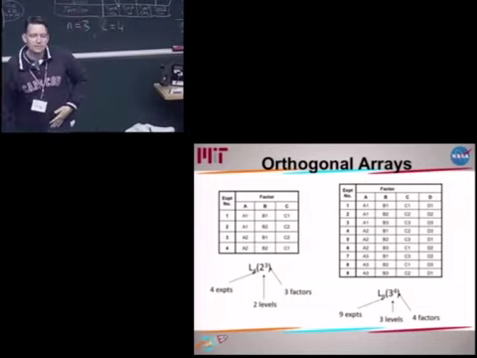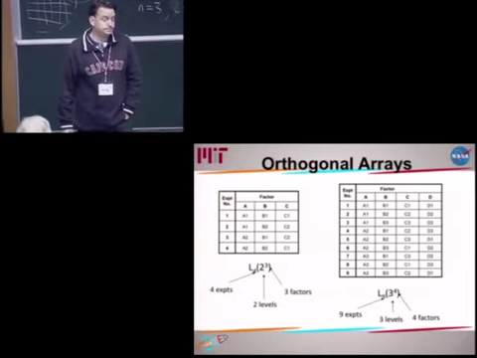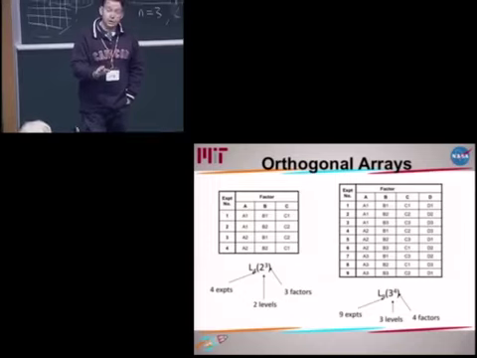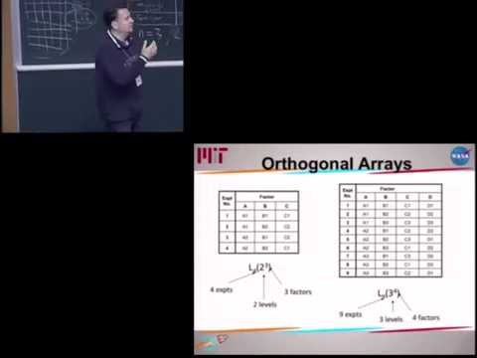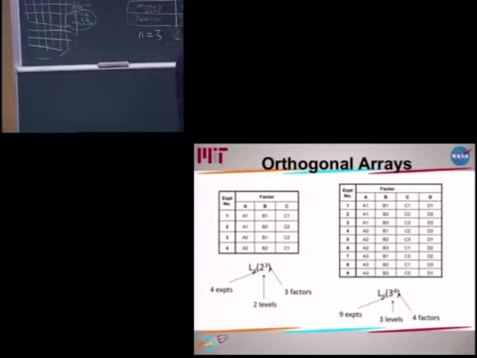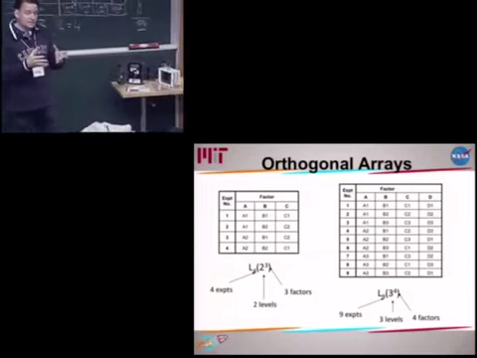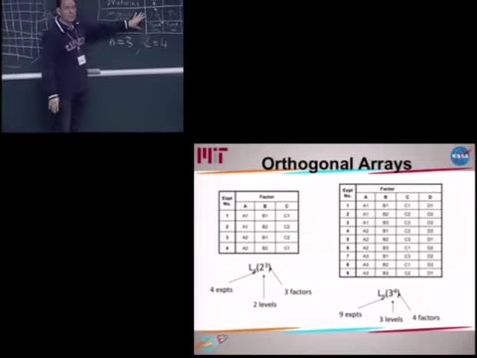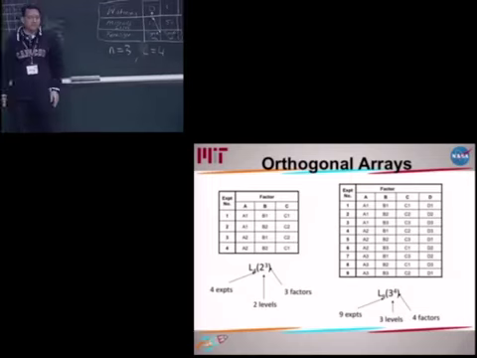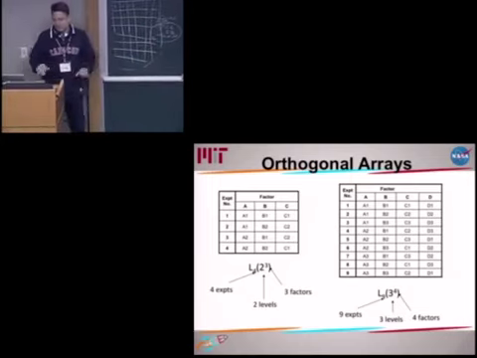Yes? Does it have to be the same number of levels for each factor? No, it does not. You can have a different number of levels. But let's say, for example, for orthogonal arrays, most of the ones that have been constructed that satisfy the orthogonality property do have the same number, but it doesn't have to be that way. You can have multi-level experiments. That's absolutely okay.